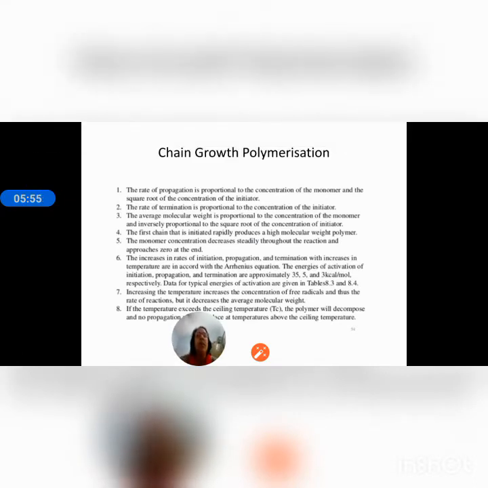In chain growth polymerization, we see that the rate of propagation is proportional to the concentration of monomer. As soon as propagation continues, the monomer is reduced. If we add more and more monomer, then the chain will continue. The rate of termination is proportional to the concentration of initiator. Therefore, the initiator concentration, meaning monomer concentration, should be high.